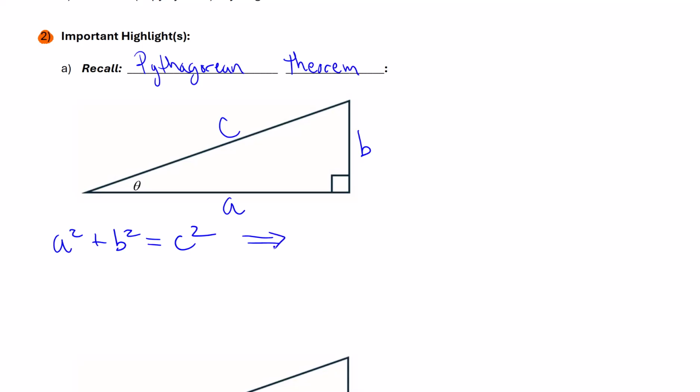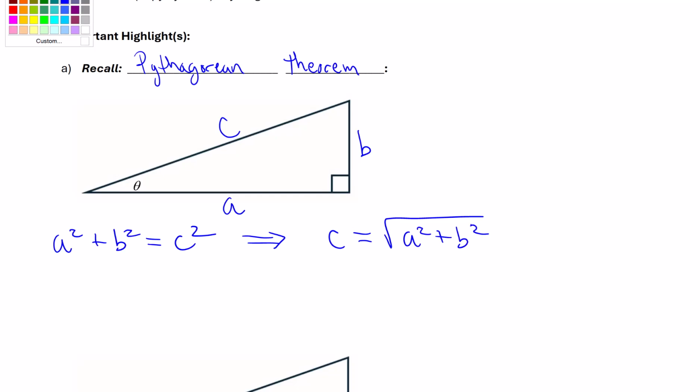But if we solved for c in this equation we just wrote from our Pythagorean theorem, by taking the square root of both sides, this would imply that c equals the square root of a squared plus b squared. We're just going to leave that there for a second and note a couple other possibilities.